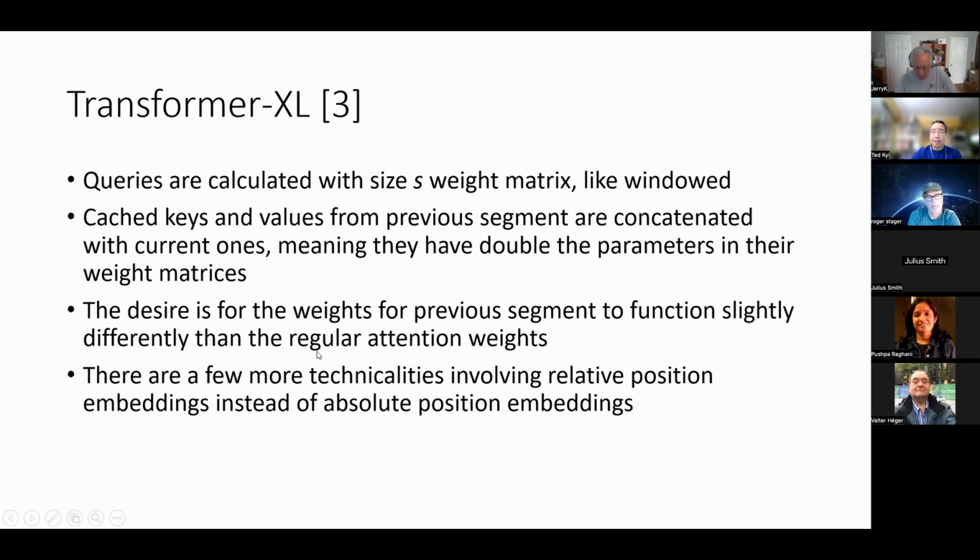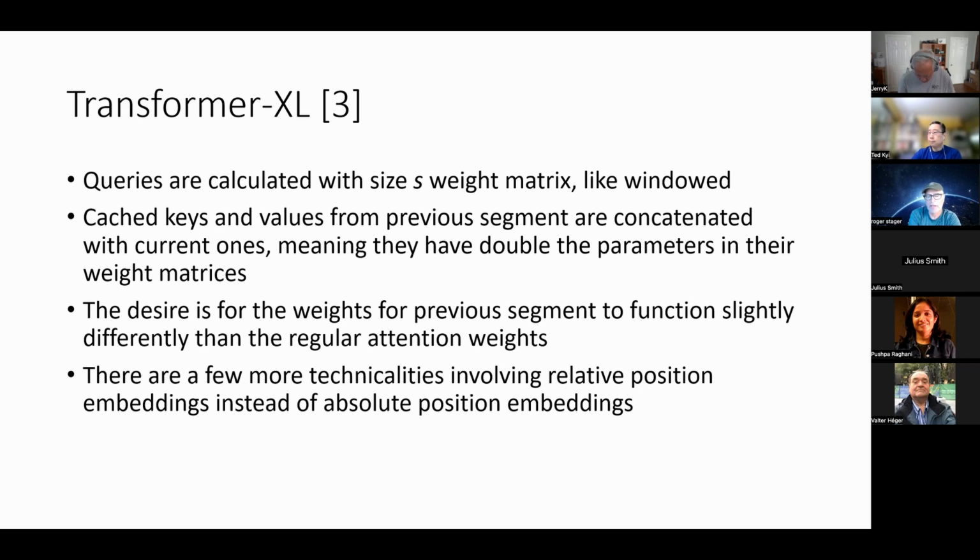And like I say, the desire is for the green ones to function slightly differently. There's a few more technicalities involving how you do position embeddings with this scheme. But the main concept here is that if you just treated the green identically to the blue, all you would be doing is doubling your window size. By giving them separate weights, ideally, the transformer has the power to learn to do something different with the green ones than it does with the blue ones.